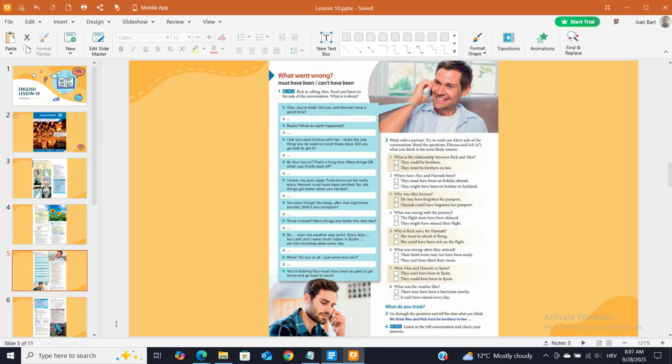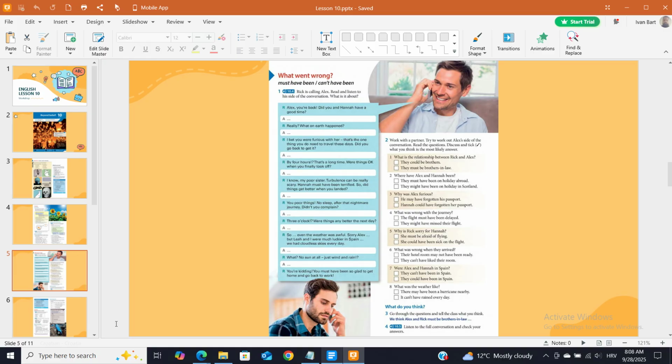2. Where have Alex and Hannah been? They must have been on holiday abroad. They might have been on holiday in Scotland. 3. Why was Alex furious? He may have forgotten his passport. Hannah could have forgotten her passport. 4. What was wrong with the journey? The flight must have been delayed. They might have missed their flight.